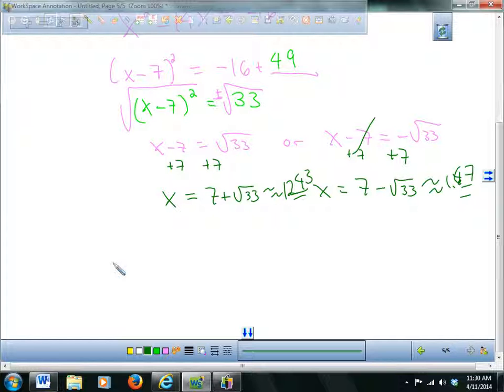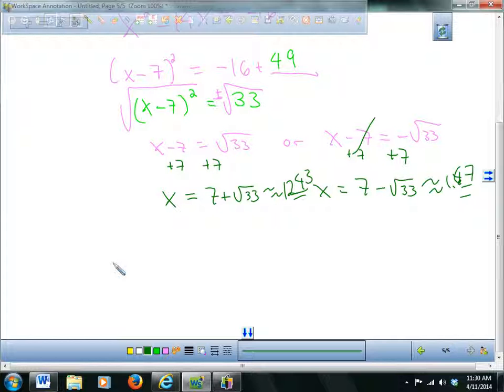Yes, Orion? Wait, why can't we just add the 7 to the 33 and then do plus or minus the square root of 40? Because it's the square root of 33. It's not 33, right? The square root of 33 is like 5 point something, right? It's not 33. You understand? And it's just order of operations.